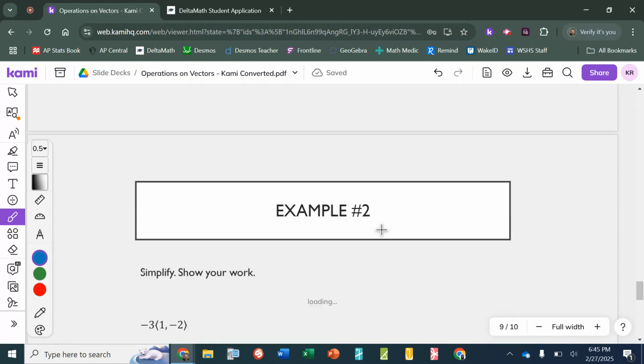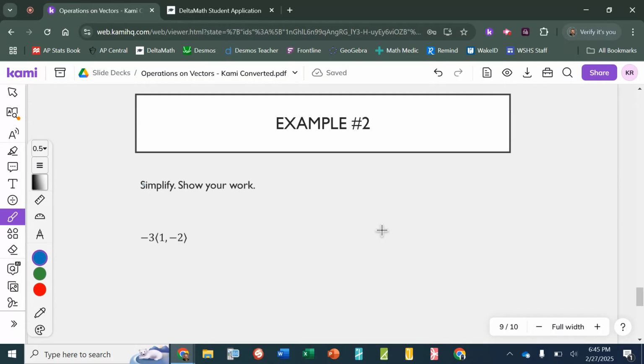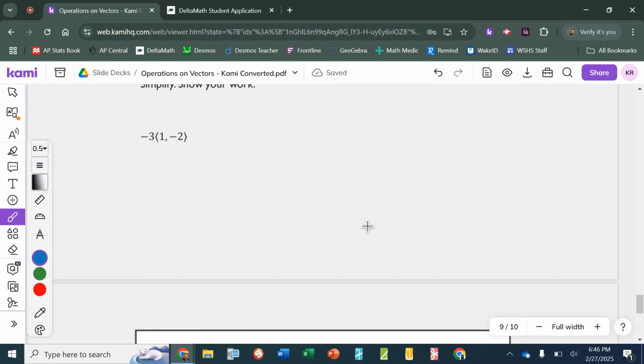Let's take a look at the example on your handout. All right. So we have negative 3 times the quantity 1 comma negative 2. So this negative 3 here is a scalar. I'm doing scalar multiplication. So that means what I need to do is I'm going to go ahead and multiply both components in here by the negative 3. So I have negative 3 times 1, comma, negative 3 times the negative 2.